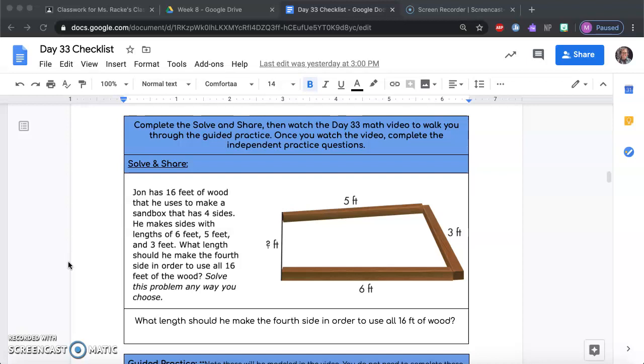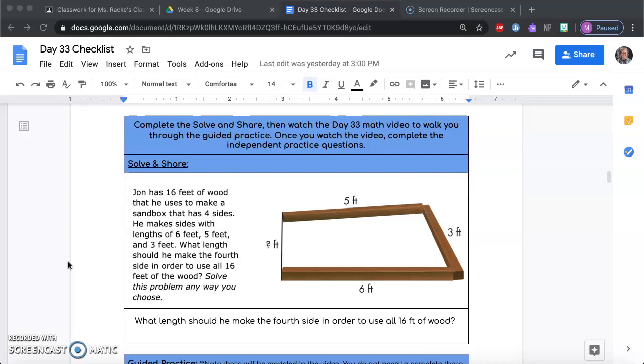So John has 16 feet of wood that he uses to make a sandbox that has 4 sides. He makes sides with lengths of 6 feet, 5 feet, and 3 feet. What length should he make the fourth side in order to use all 16 feet of the wood? Solve this problem any way you choose.